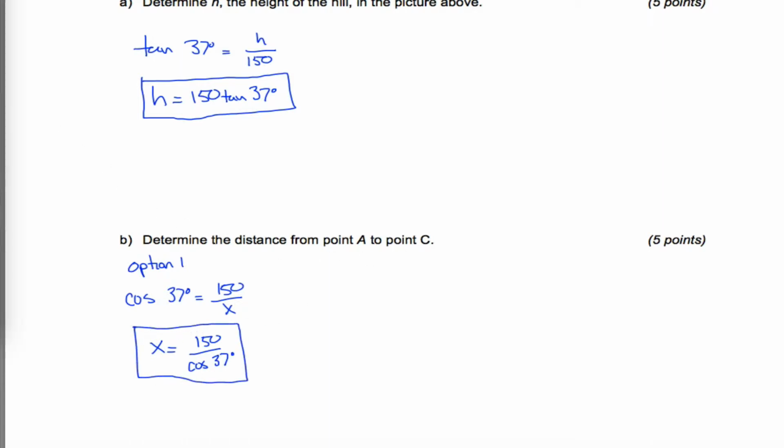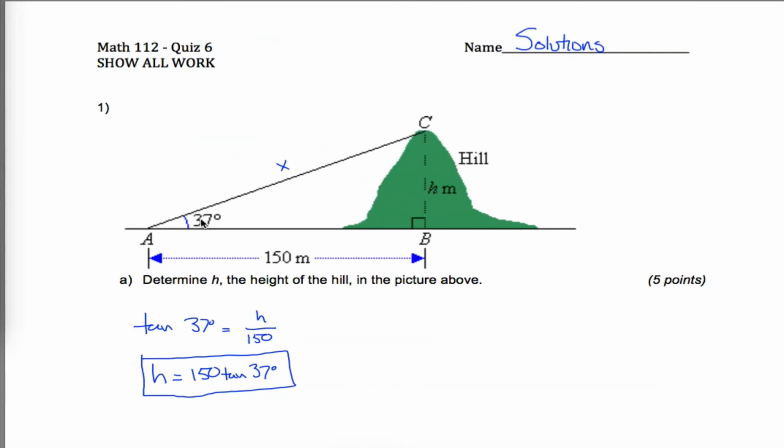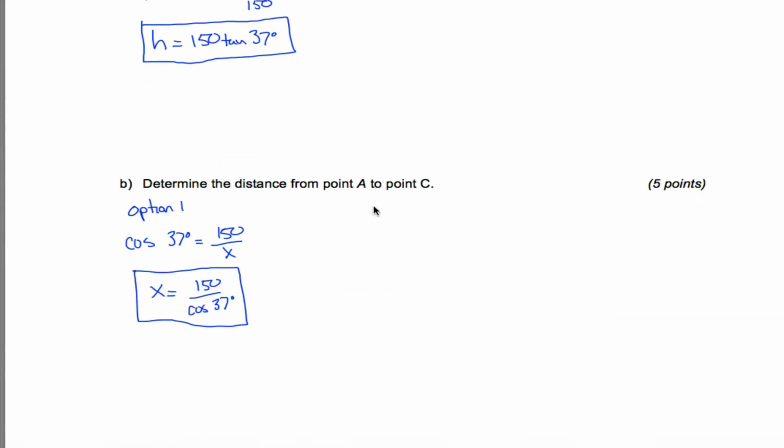Other ways you could solve this, you could realize that if this is 37 degrees, this must be 53 degrees. And the trig function that relates together the side opposite this 53 degree angle and the hypotenuse would be the sine. Anyways, other ways you could do this. Since I wrote option one, I want to write another option. So I'm going to go ahead and say option two.